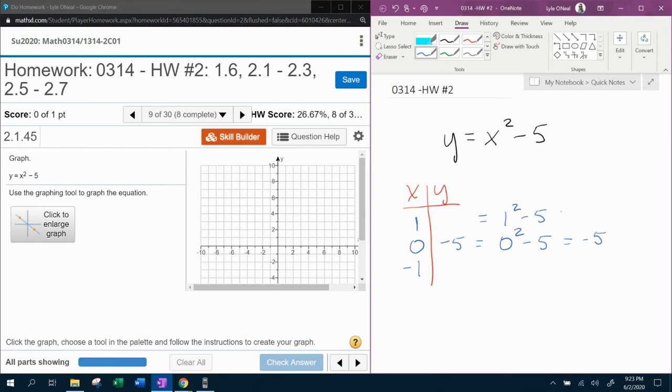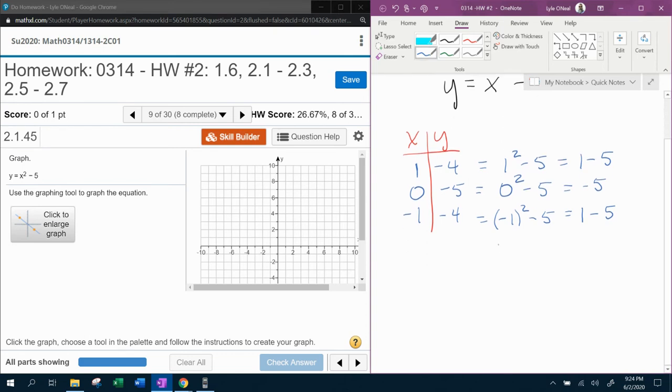1 squared minus 5. 1 squared is 1. 1 minus 5 is negative 4. And I've got to point out that when you plug a negative number into an equation, it really needs to go in parentheses. So that's going to be negative 1 squared minus 5. Negative 1 squared means negative 1 times negative 1, which actually makes positive 1. Minus 5, notice that is the same, so that's going to be negative 4. And that's what I was talking about with symmetry. These are going to be at the same height.